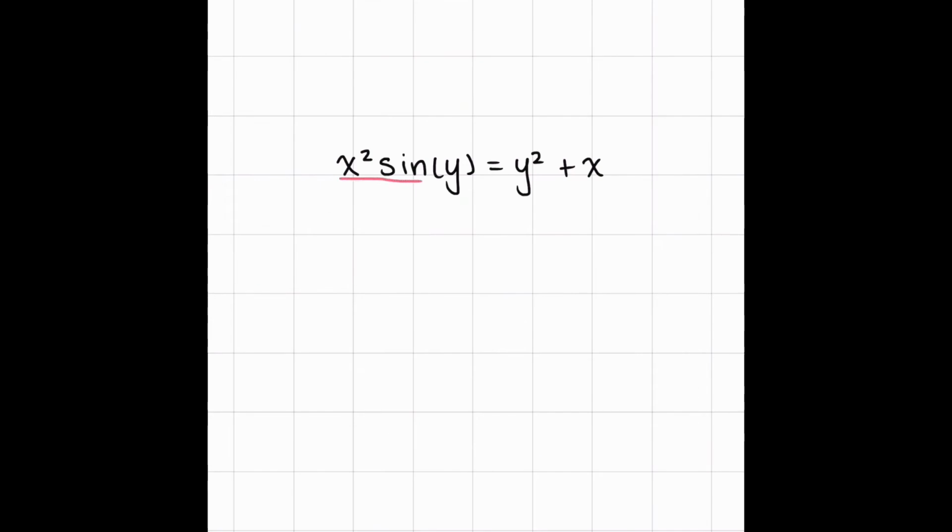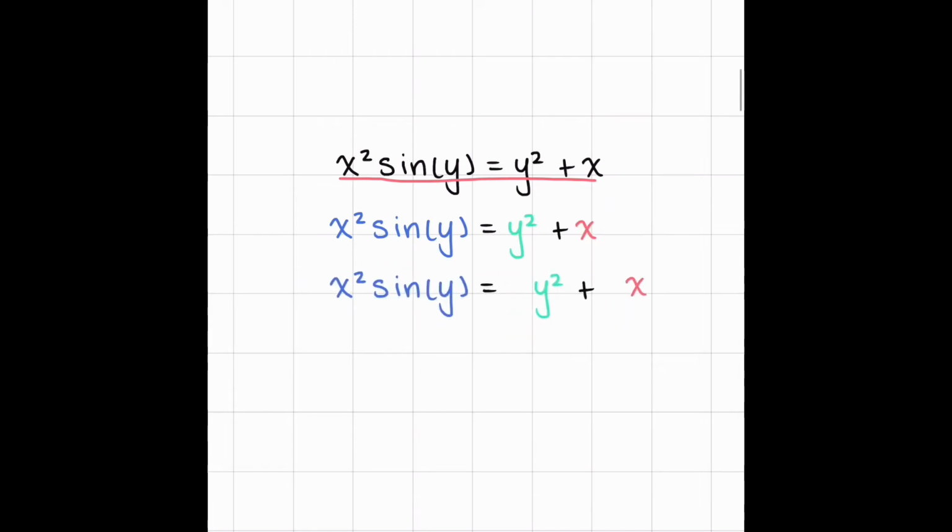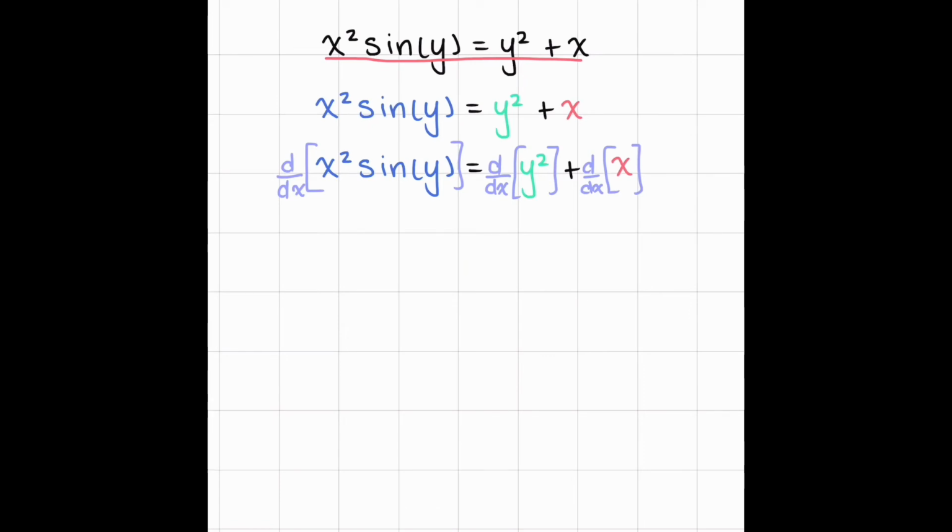So now it's time to tackle this question. So how many terms do we actually have in this whole equation? Well, let's count. There's 1, 2, 3. So let's solve for d over dx for each of these terms. Starting with the far right term, d over dx for x, that just gives us 1. Looking at the green term, d over dx for y squared. So we're going to have to apply chain rule for this.